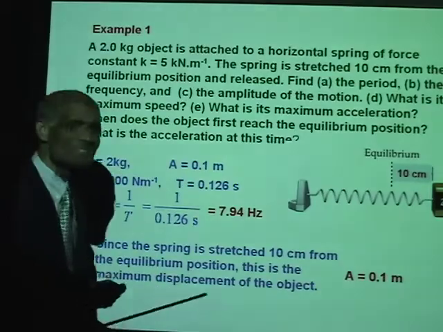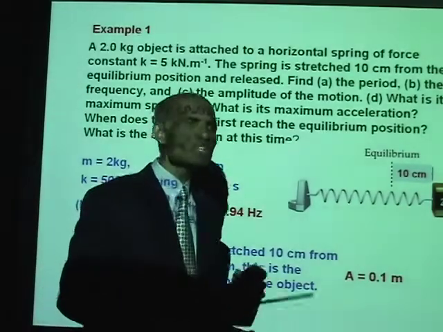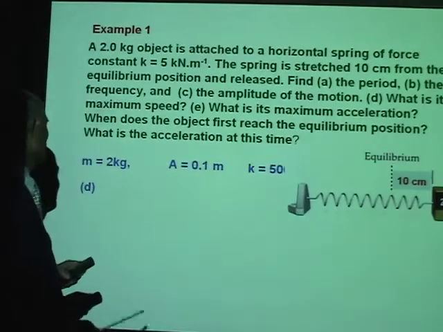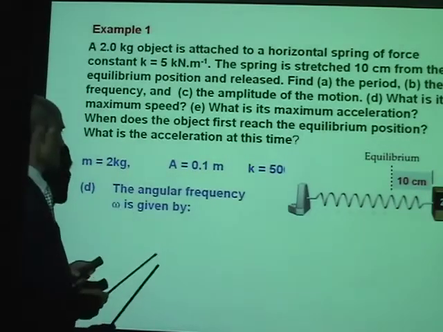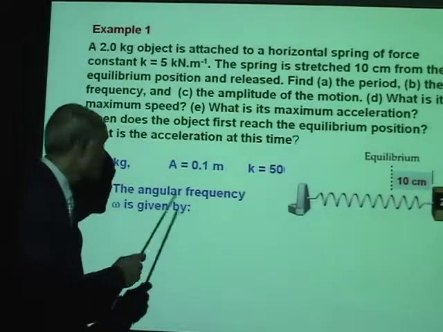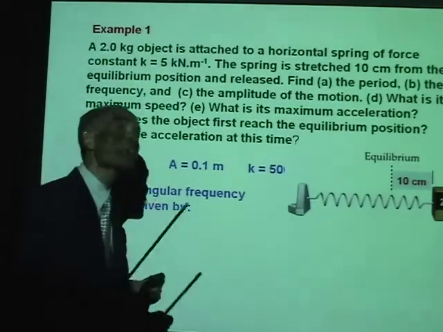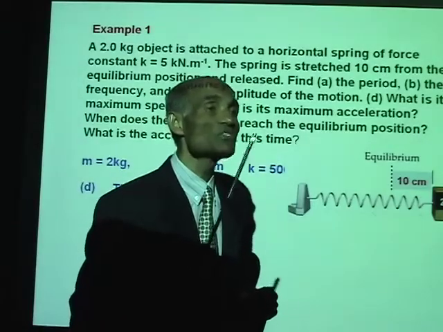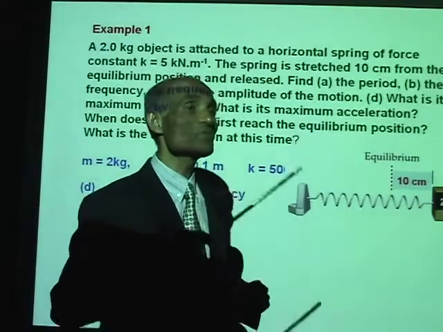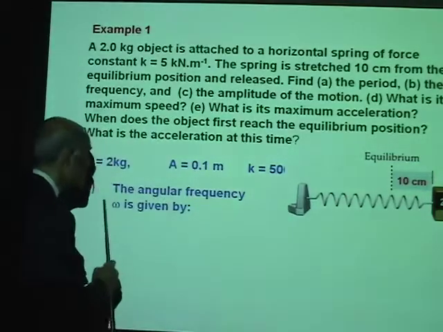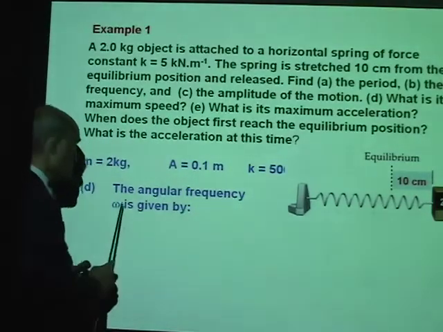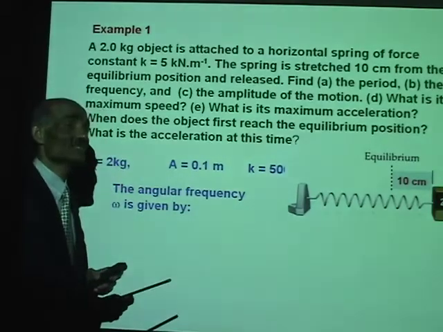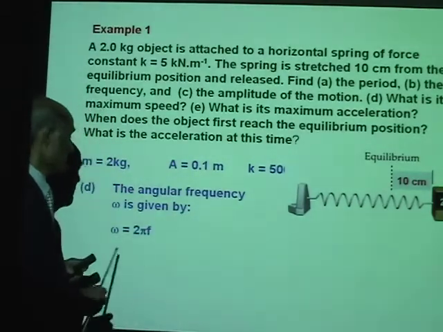What is its maximum speed? What is the equation for maximum speed? Anybody quickly? Well, first of all, you need to find the angular frequency omega, because if you look back on your equation, maximum speed is A omega, amplitude times omega. So you need to find omega. Do you know an equation which we can use to find omega? Can you get that equation for me?